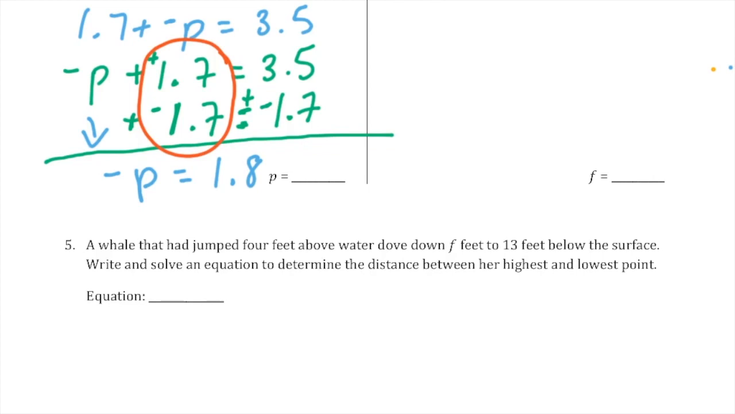The question then becomes, is p isolated? I'm going to give you 3 seconds to think about your answer. Is p isolated? No, it is not. p is not isolated because that negative sign is still there. So I'm going to make the coefficient explicit by putting the 1 in front of p. And then I'm going to divide both sides by negative 1.